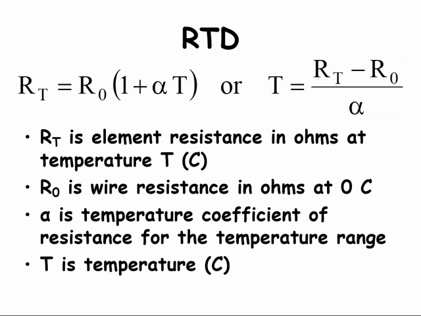Here is the linear relation used over a limited temperature range. RT is the element resistance, and it equals the wire resistance in ohms at 0 degrees Celsius, R0, times 1 plus alpha times the temperature. Alpha is the temperature coefficient of resistance per degree Celsius over the specific temperature range.